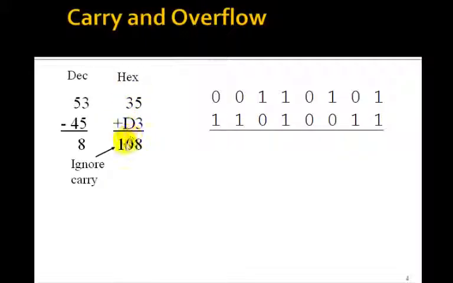D is 13 plus 3 is 0 with the carry. If you ignore the carry, then you get the 8 here. Well, let's see what happens when we add these.